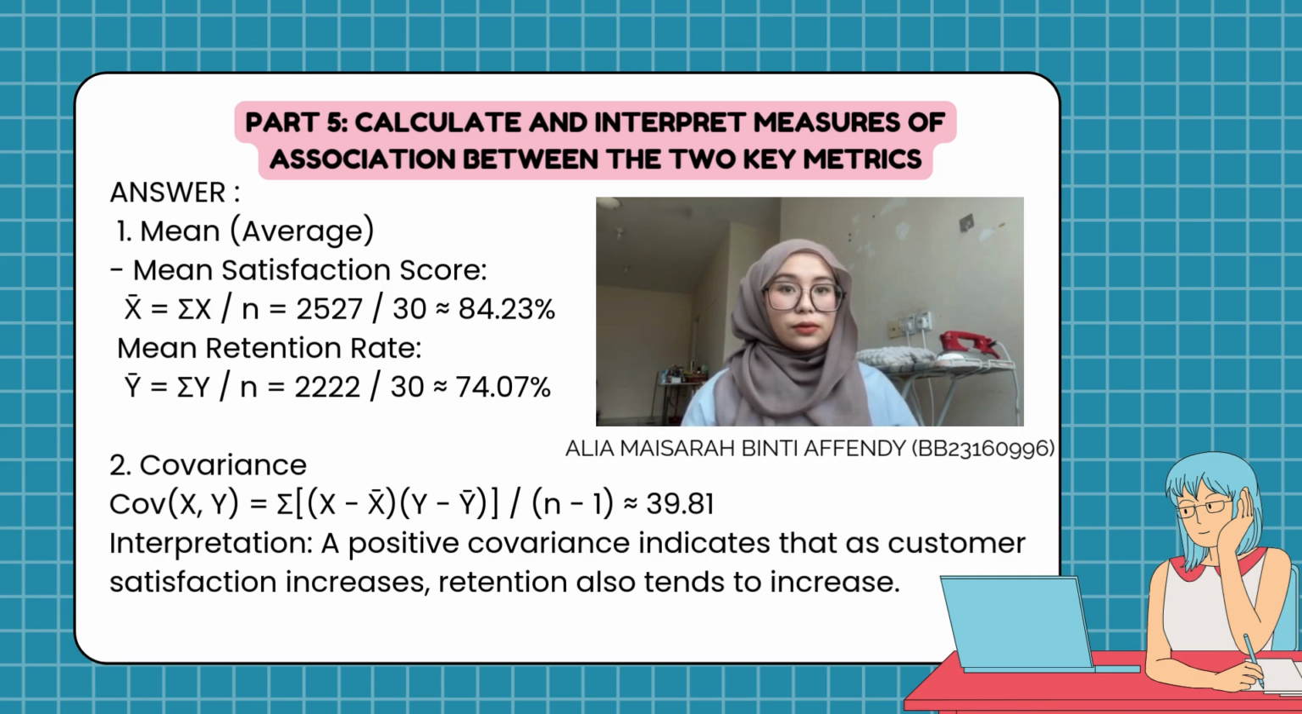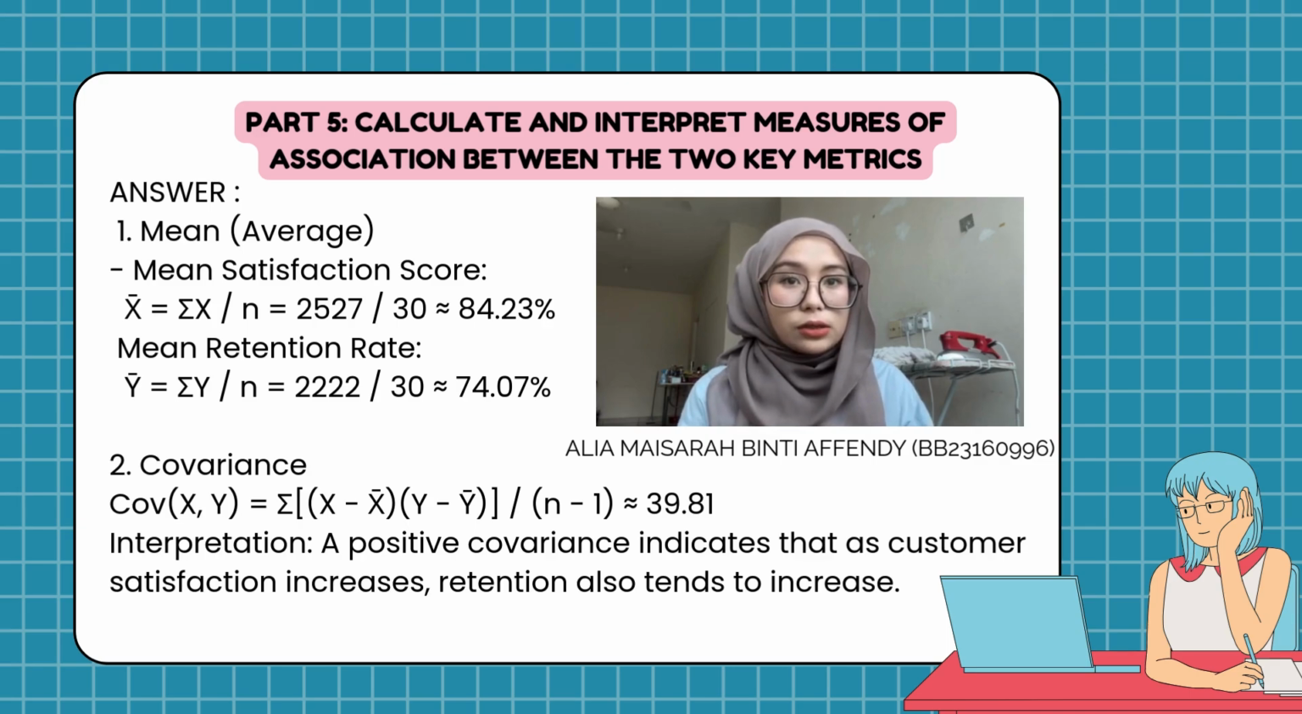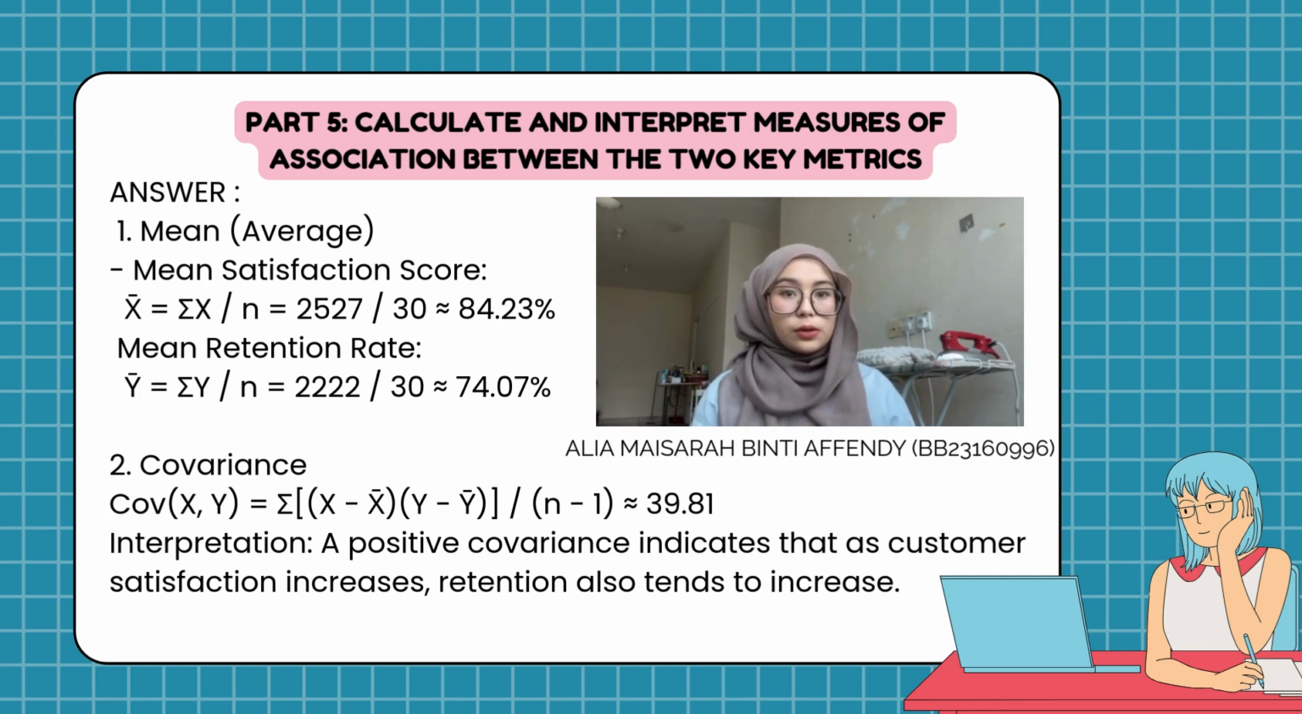So the first answer for the satisfaction score is 84.23%, and the retention rate is 74.07%. This is how I calculate it using the formula. And then the second one is covariance. My answer is 39.81%. So for the interpretation, a positive covariance indicates that as the customer satisfaction increases, the retention also tends to increase.